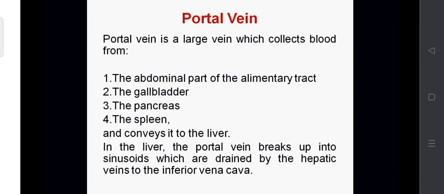The portal vein which we are going to discuss is a large vein which collects the blood from the alimentary tract, the abdominal part of alimentary tract, extending from esophagus to the rectum and upper part of anal canal, then gallbladder, the pancreas and the spleen, and conveys this blood to the liver. In the liver, the portal vein breaks up into sinusoids which are drained by the hepatic veins to inferior vena cava.